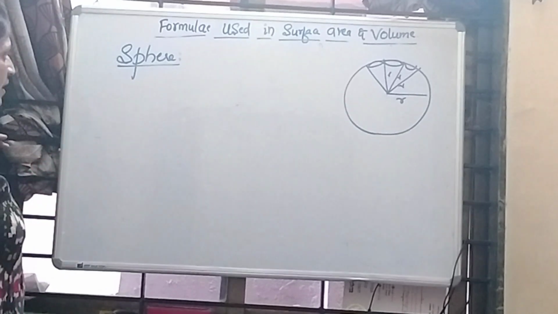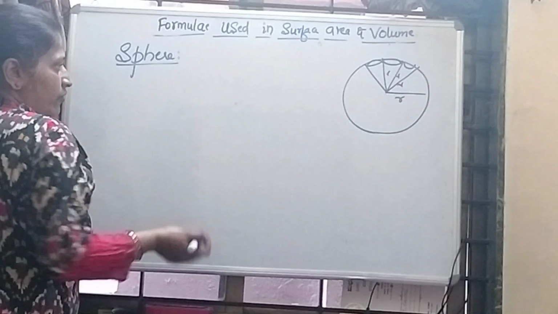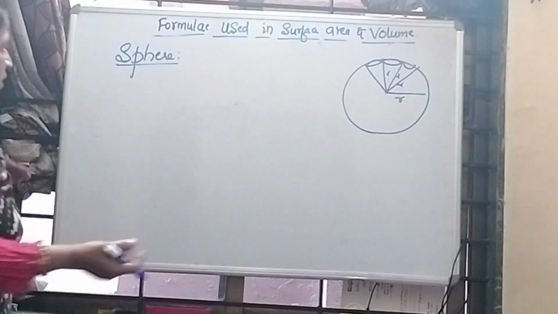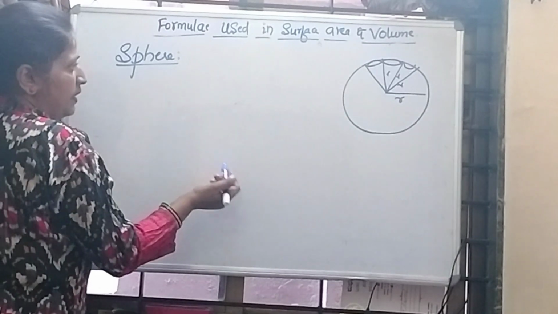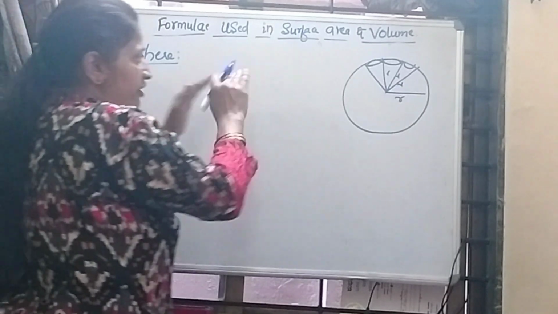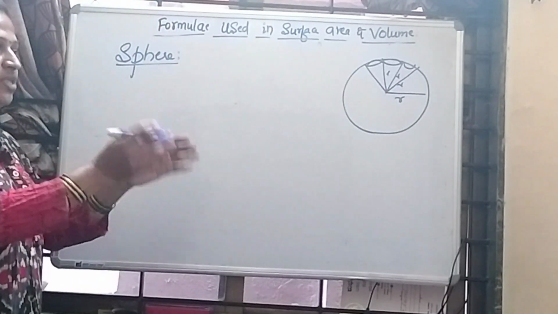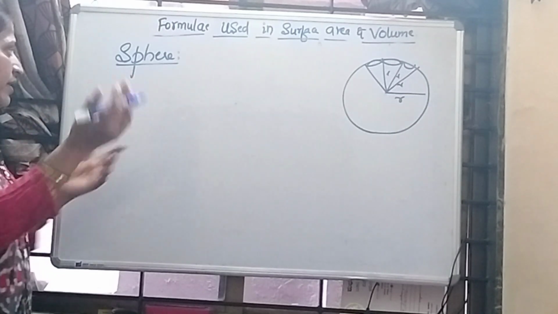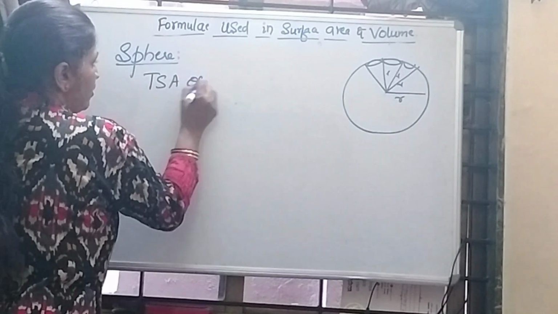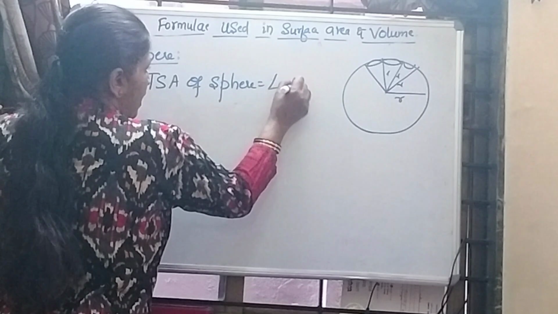So the last one left is sphere. The best examples of sphere are your ball or globe. Our earth itself is the best example. So we have R. When we calculate here, there is only one curved surface area, no separate CSA and TSA, both are the same, only one surface area we get. So we take it as TSA of sphere, that is 4 pi r square.